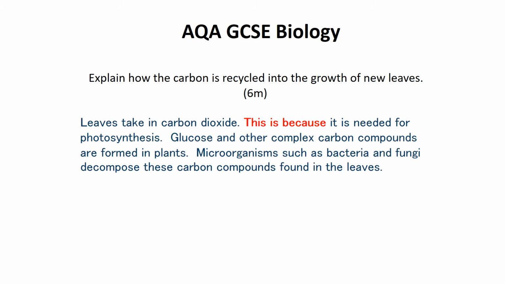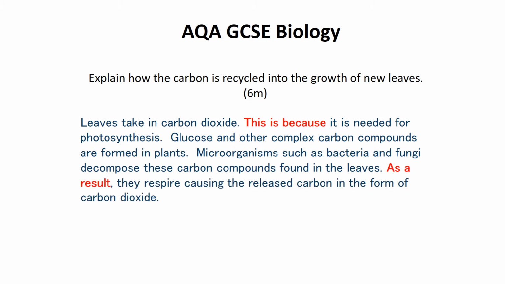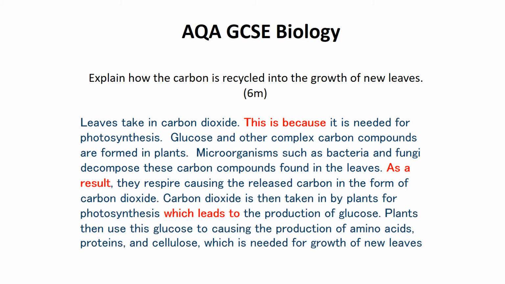Now it's really important that you keep going. Don't stop here if you want to get into level 3. So as a result of this, they respire, causing the release of carbon in the form of carbon dioxide. Again, how can you keep going? What happens next? Carbon dioxide is then taken in by the plants for photosynthesis, which leads to the production of glucose. Plants then use this glucose to cause the production of amino acids, proteins, and cellulose, which is needed for the growth of new leaves.